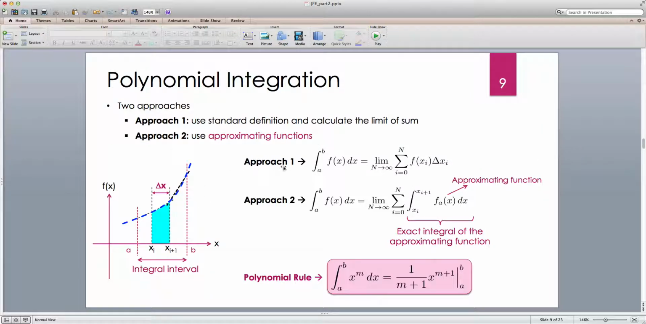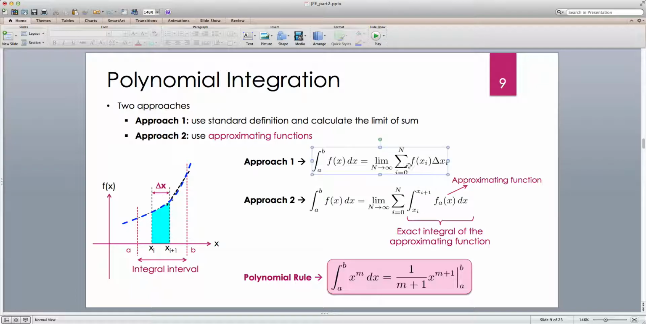What do I mean by approximating function? So in approach 1, which is the standard definition, you set the integral from a to b of f of x dx equal to the limit of this summation when n goes to infinity. In approach 2, what we do is that in each subinterval between x i and x i plus 1, we approximate the function f of x with some other function. For example, in the rectangle method, we approximate it with a constant function, right? Each rectangle is basically an approximation of the function, assuming that the function is approximated by a constant function.